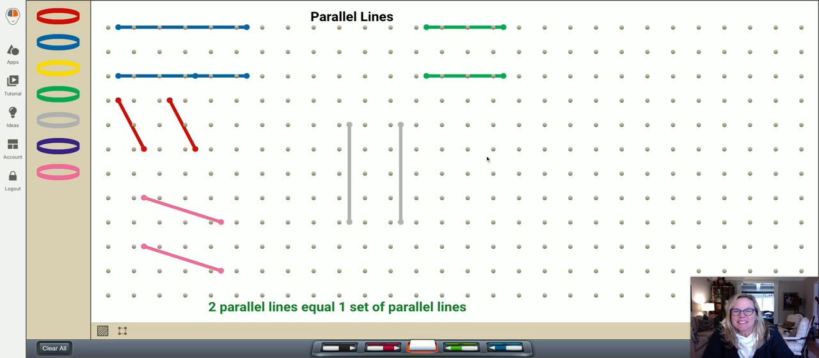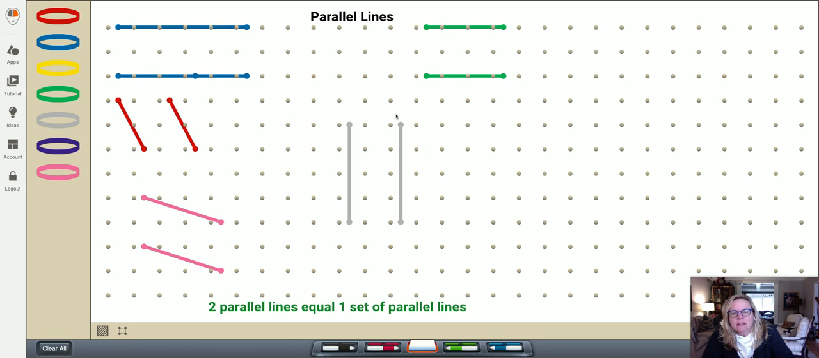Hello everyone. Today's lesson we're going to learn about parallel lines and how they play a part in a lot of shapes. Let's review what a parallel line is. Parallel lines are two or more lines that are always the same distance apart. All of these are considered parallel lines to each other, each color.